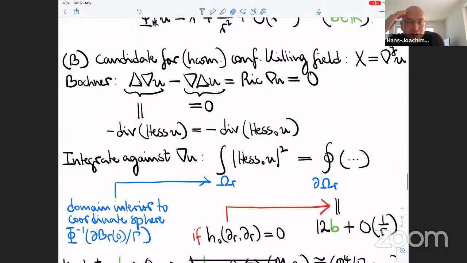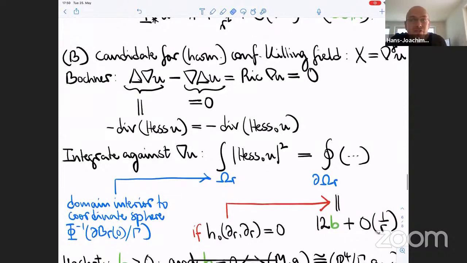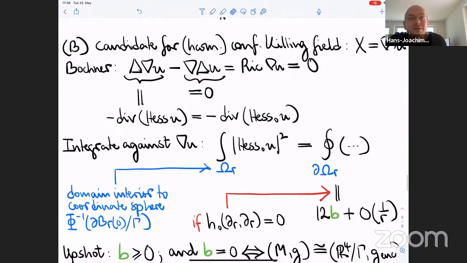So your obvious candidate for a conformal Killing vector field, even harmonic conformal Killing vector field, would be the gradient of this function. And then the Bochner formula tells me that this vector field is harmonic. So the Laplacian of the gradient is 0 by construction. But then what I actually want to do with this is I want to say that the Laplacian of the gradient of a function is, by definition, the same thing as minus the divergence of the Hessian. And then I can take out the trace part of the Hessian because the Laplacian is constant. So the divergence kills that. So this is the same as minus the divergence of the trace-free Hessian.